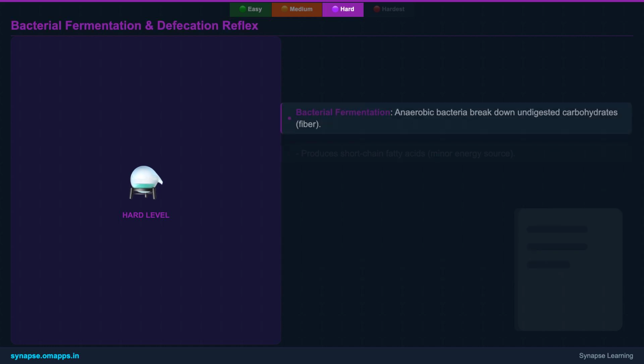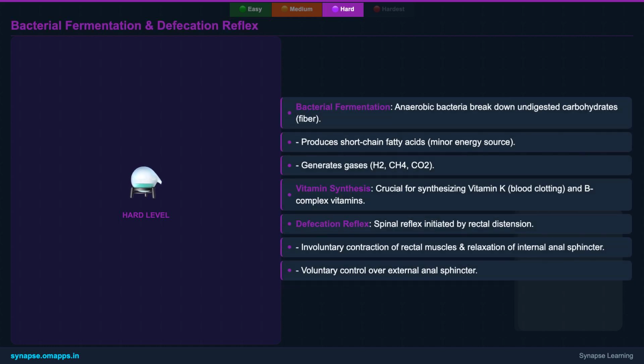The large intestine is a bustling microbial factory. Its anaerobic environment is perfect for billions of beneficial bacteria to thrive. These microbes are not just passengers, they actively ferment complex carbohydrates, like dietary fiber, that our own enzymes can't break down. This process yields short-chain fatty acids, which are a minor energy source for us, and various gases.